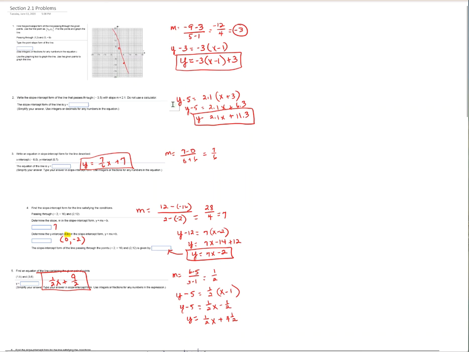Number 2, write the slope-intercept form. So this is a different form. That's that y equals mx plus b.